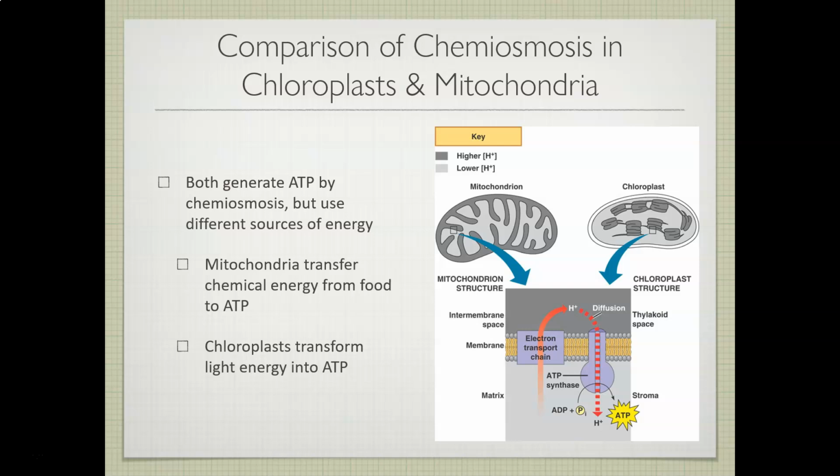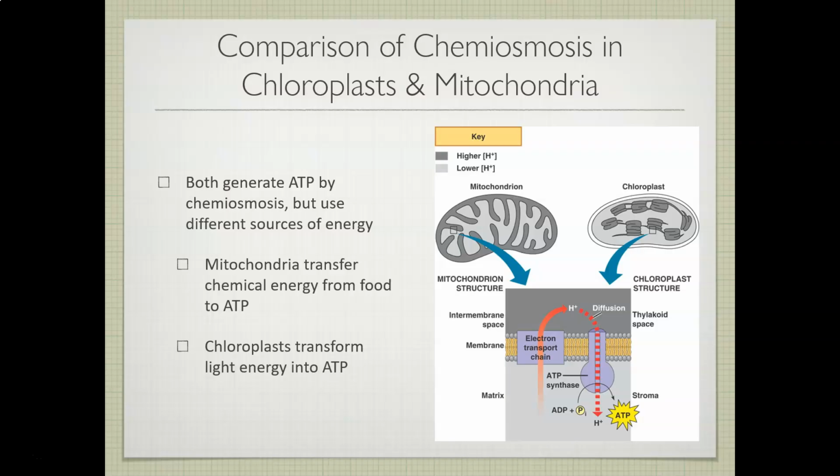So they're both going to generate ATP. They're both going to produce hydrogen gradients, and they're both going to utilize chemoosmosis and that ATP synthase enzyme to be able to produce all of that ATP. So the big difference becomes, where do the electrons come from and where exactly are we building up that gradient?